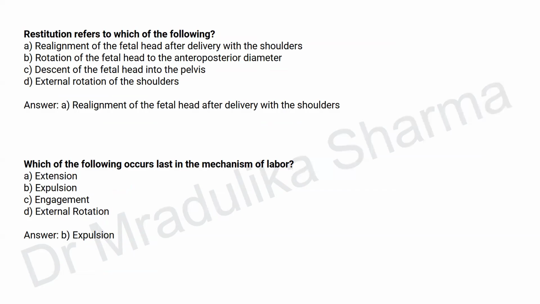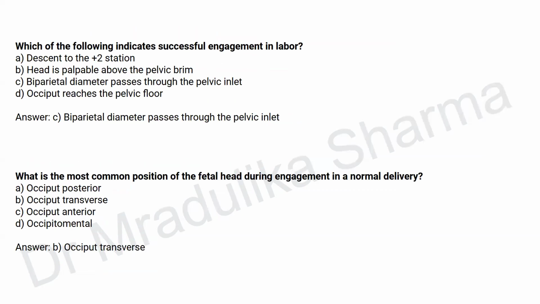Now, which of the following occurs last in the mechanism of labor? It is expulsion. Which of the following indicates successful engagement in labor? It is the biparietal diameter passing through the pelvic inlet. It indicates the successful engagement of the labor. Now, what is the most common position of the fetal head during engagement in normal delivery? It is the occiput transverse. It is the most common position of the fetal head when the engagement happens.